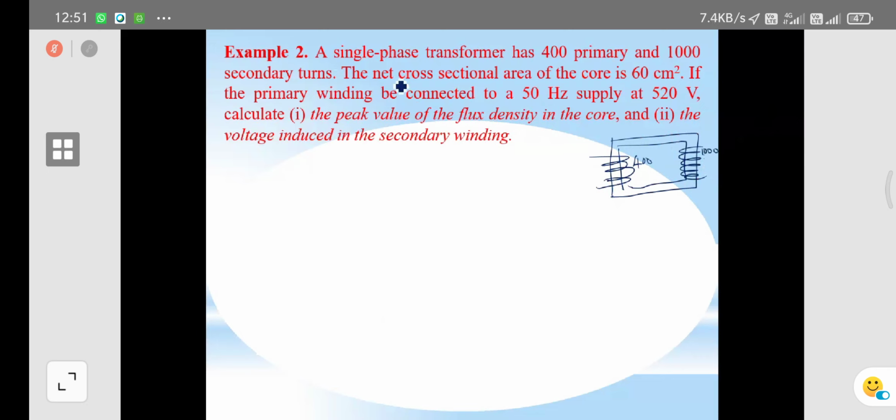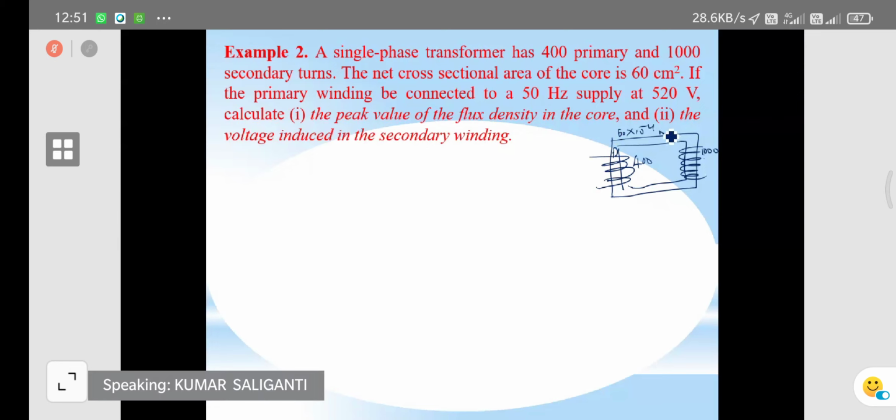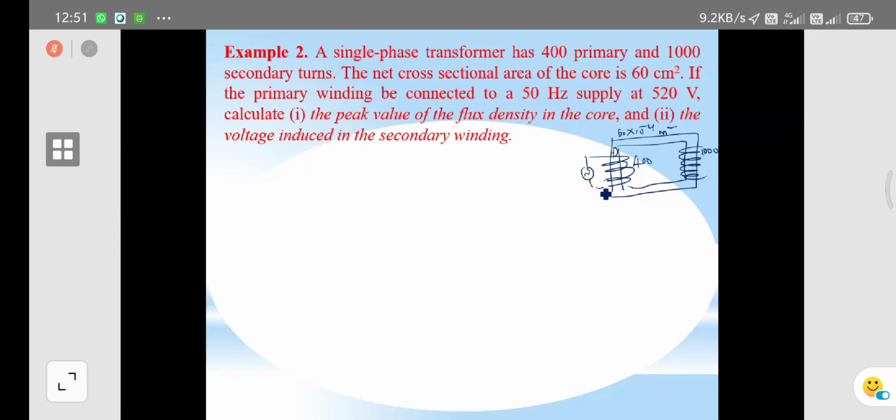And second, the net cross sectional area of the core is 60 centimeters square, that is 60 into 10 power minus 4 meter square. If the primary winding is connected to a 50 hertz supply at 520 volts, so this is the 400 turns, and this is the 520 volts here.